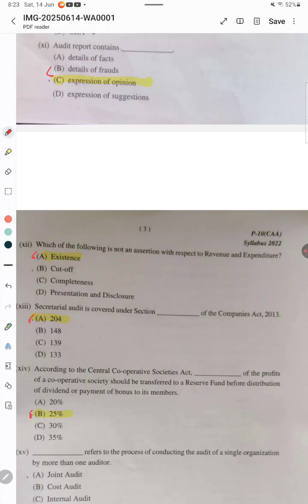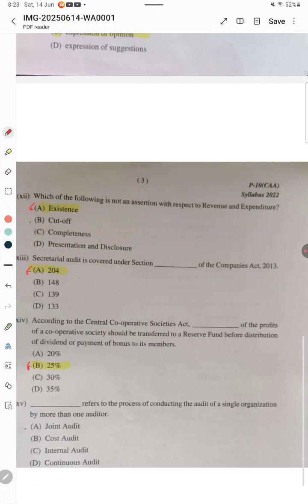Make note of it. And then, dash refers to the process of conducting the audit of a single organization by more than one auditor. The options are joint audit, cost audit, internal audit, continuous audit. Joint audit is the correct answer. A is the correct answer. Please make note of it. A. So that's all.